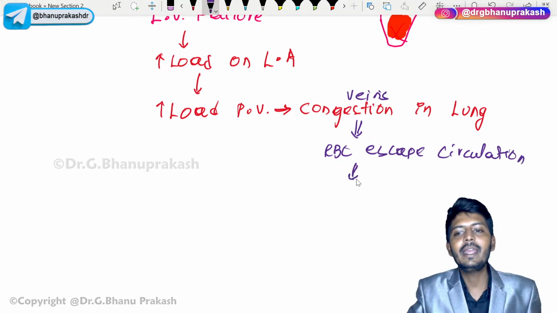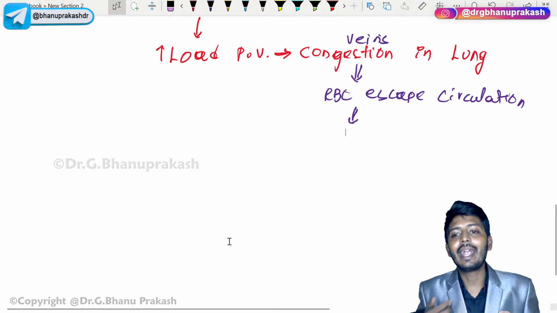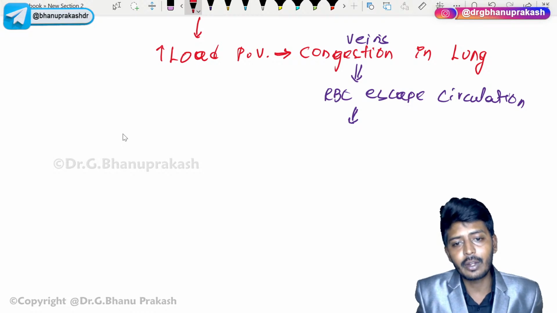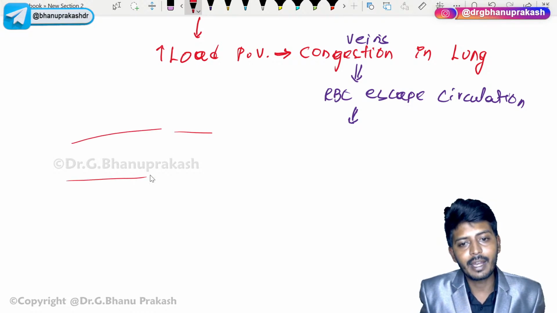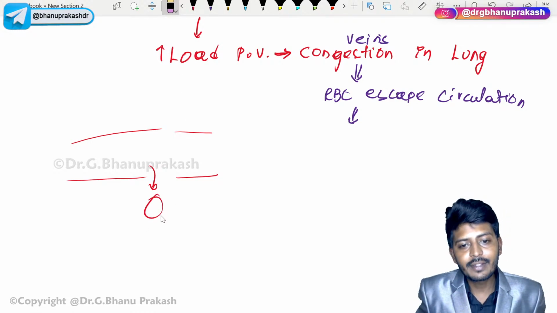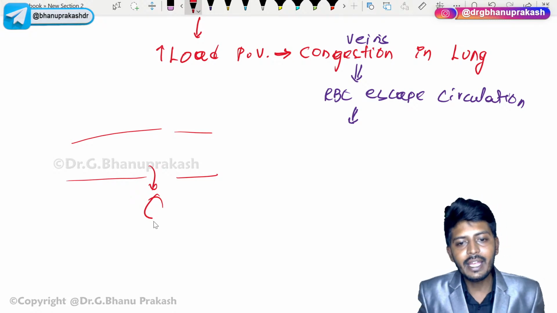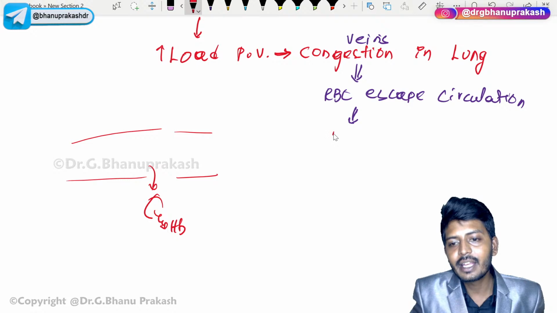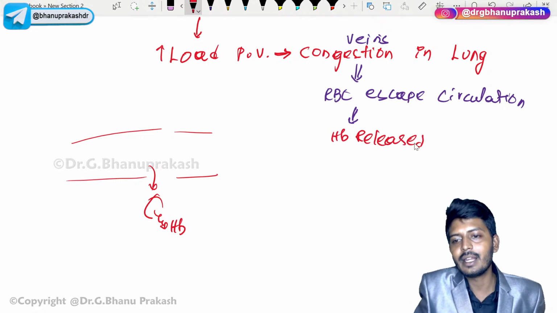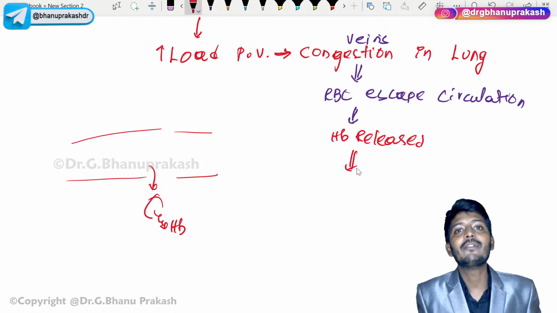These RBCs will die in the lung itself. If this is a vein, the pulmonary vein, RBC has come out of the circulation, and it will start to die here, releasing which substance? Hemoglobin. So hemoglobin is released, and that will be removed by your macrophages.